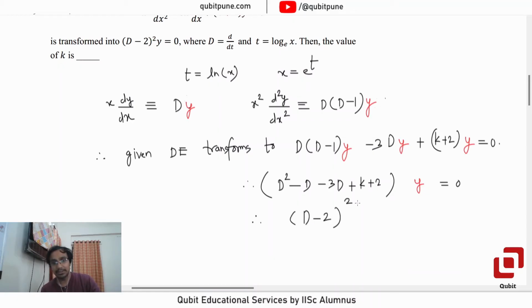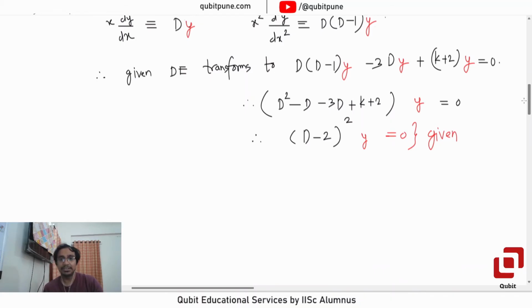That's given to us, isn't it? That's given to us. So on comparing the operators, what should k plus 2 be? K plus 2 should be 4. Therefore, k should be 2.